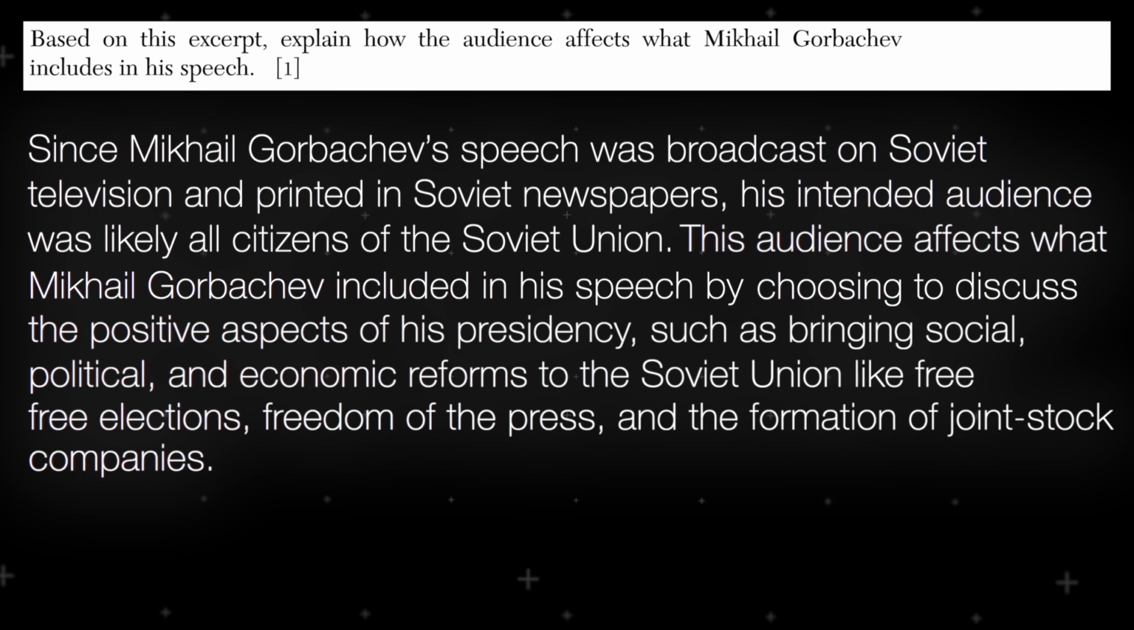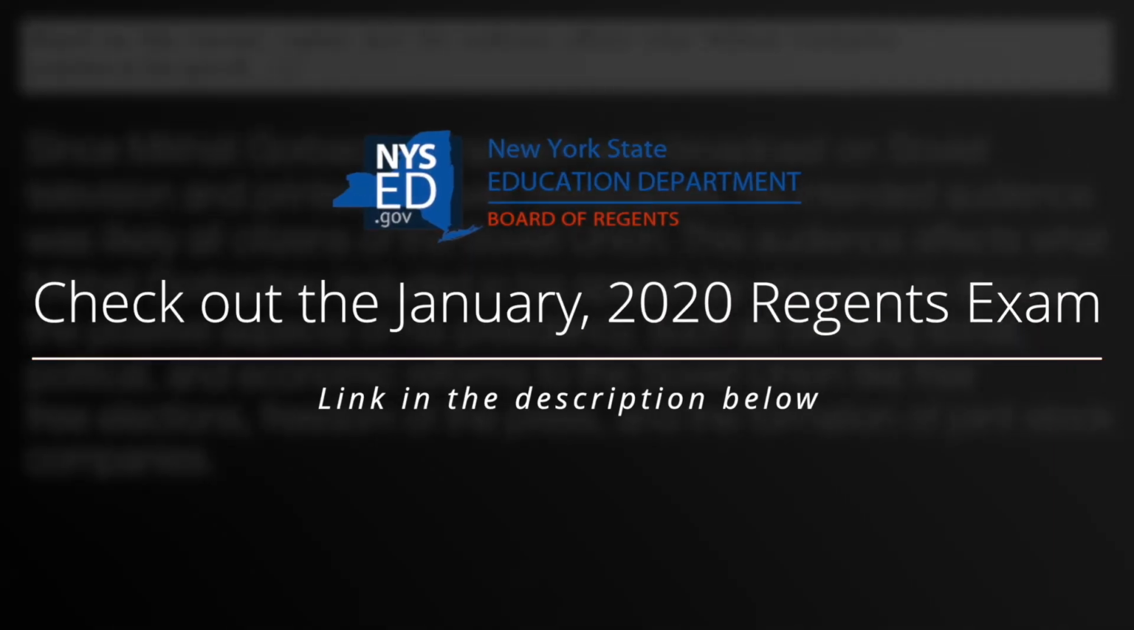You should be aware that it is absolutely possible to infer other ways in which this audience has affected Gorbachev's speech. I would recommend checking out this question on the January 2020 Regents exam and take a look at all the possible answers that the state accepted as being correct. The link to the exam is in the description below. In my experience, determining the impact of an audience on an author's messaging is one of the most difficult skills assessed on the Regents exam. I would recommend practicing these skills as often as possible.